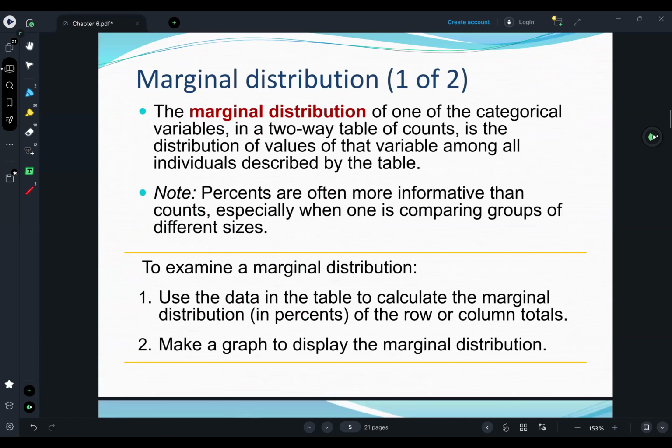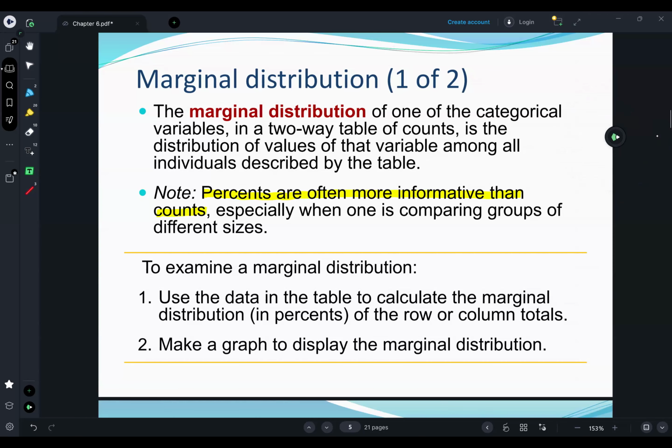If we look at the marginal distributions, that's just looking at one variable at a time and getting their raw counts. I'm just going to highlight here that percents are often more informative than counts, especially when one is comparing groups of different sizes. That's why I use this example. It really shows the differences in sizes. So it's crucial that percents are used.